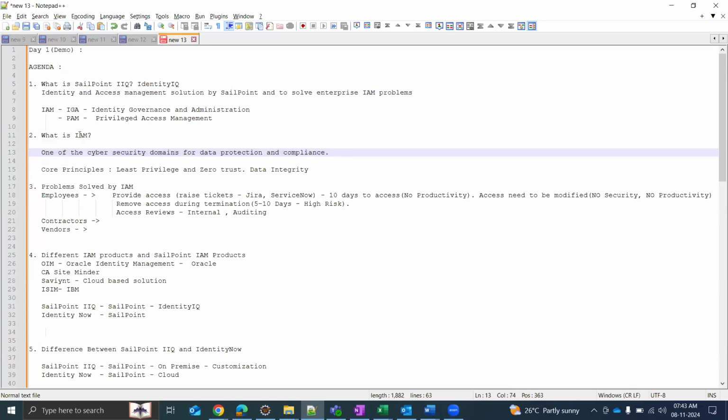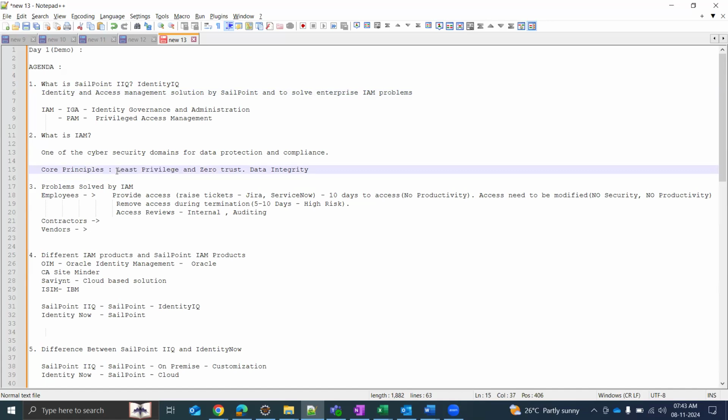Okay. And when we talk about IAM, and particularly while implementing our SailPoint IIQ, we work with some core principles. So these are the IAM core principles for its successful implementation. At the end of the implementation of your SailPoint IIQ, if you check these principles and they are implemented properly, then you can say you have successfully implemented your SailPoint IIQ. So let's understand what these core principles are. Among them, the first one is called least privilege.